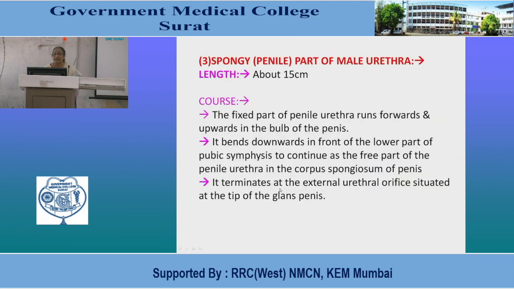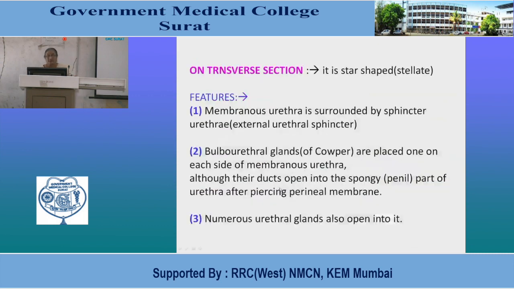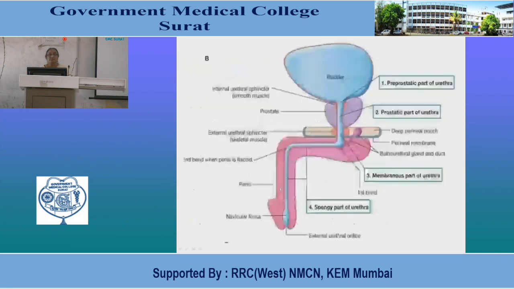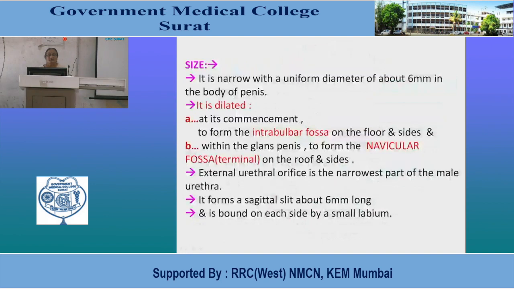So it is dilated here to form the intrabulbar fossa on the floor and the sides, and within the glans penis to form the navicular fossa we have seen in the previous diagram on the roof and sides. Now the external urethral orifice is the narrowest part of the male urethra. It forms a sagittal slit about 6 mm long and is bound on each side by a small labium.